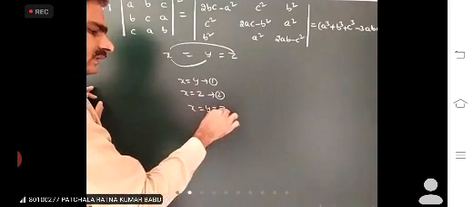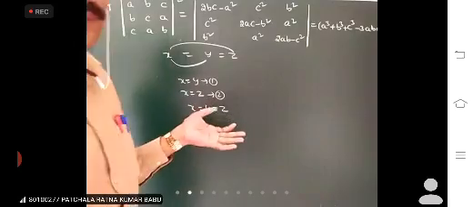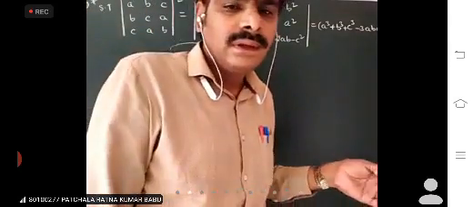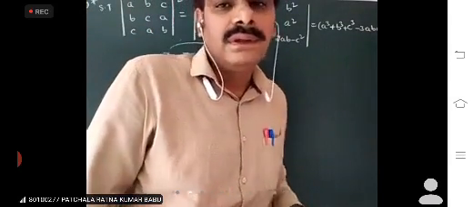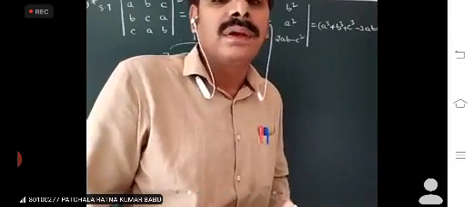How can you prove this? First we prove X equal to Y, and in the second case we prove that X equal to Z. From these two cases we can say that X equal to Y equal to Z. We know that if A equal to B and A equal to C, then we can say that A equal to B equal to C.